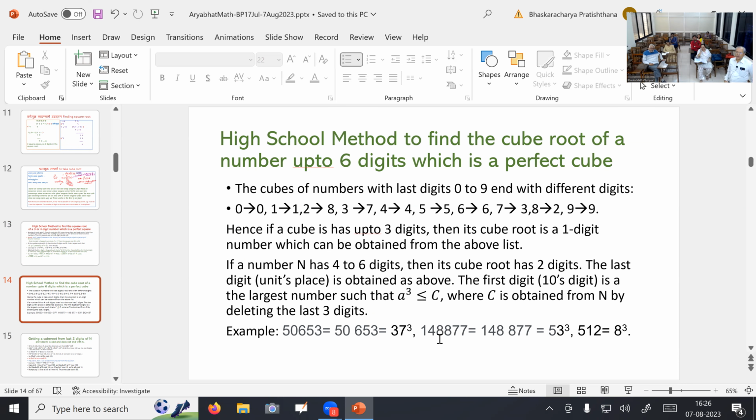He does not use congruences. He uses the binomial theorem. He only uses the binomial theorem. This thing I am telling, here I am using the binomial theorem. So the first step of Aryabhata that I am using: first step, you find out the largest cube which is less than or equal to 50.